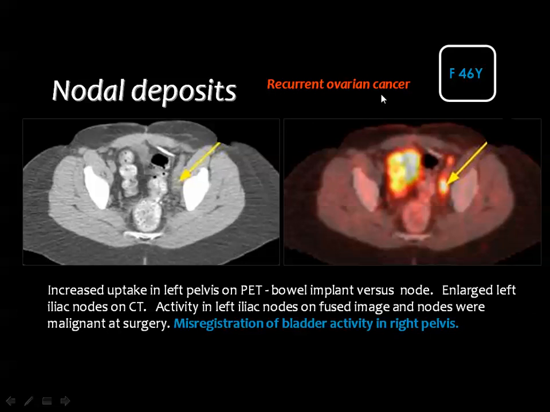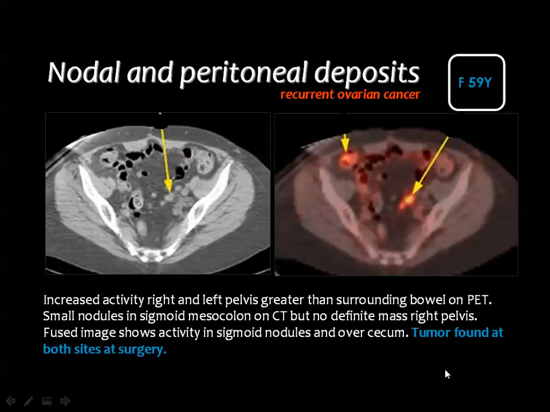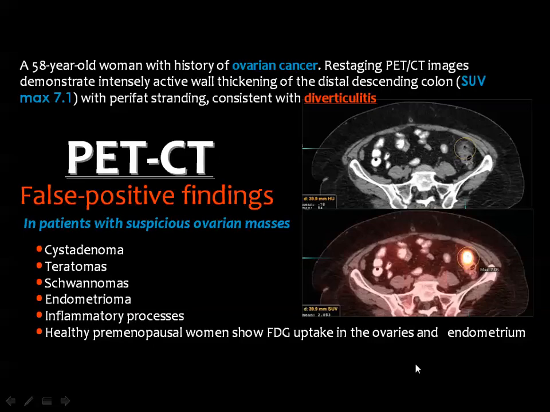Then you see here a case of recurrent ovarian cancer with a suspicious node here, and PET CT shows metabolic activity in the node. And also, this is a case of recurrent ovarian cancer, and you see two sites, a peritoneal deposit and a lymph node deposit, that has been confirmed after surgery.